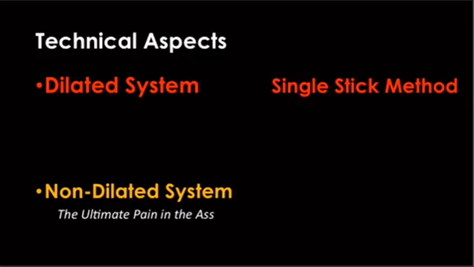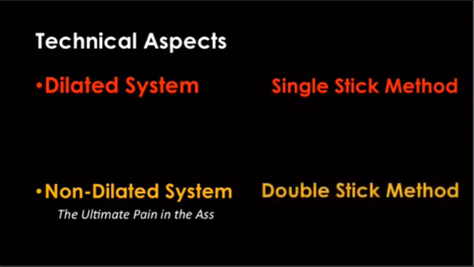A double stick is often necessary when you're dealing with a non-dilated system. So what is a double stick? Double stick means you stick them anywhere you can stick them, basically, to opacify the collecting system, which then allows you to get a more accurate target for your second stick, which is going to be your real stick. And you can use contrast or you can use air.